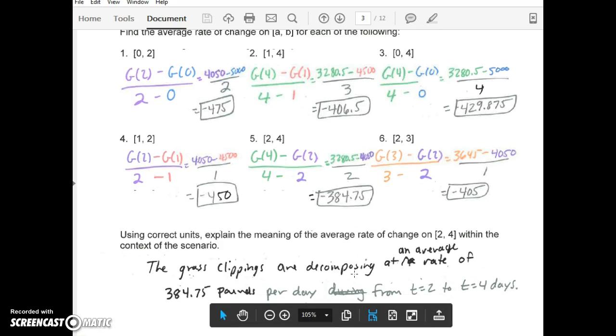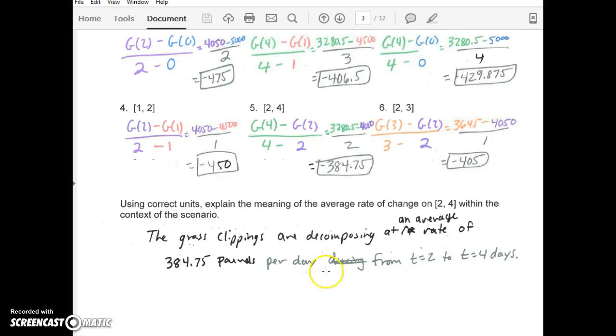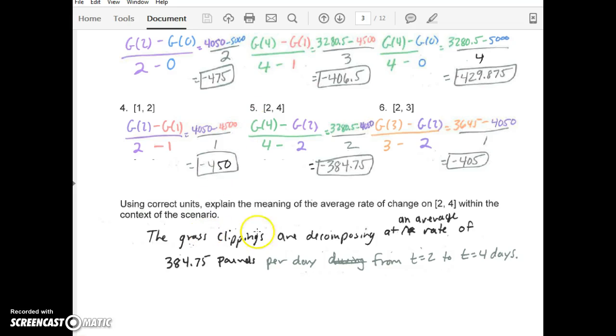The challenging part, I think, is this last part. Using correct units, explain the meaning of it. What does it mean? So the average rate of change from 2 to 4, and let me clarify, that's day 2 to day 4. The grass clippings, we know they're decreasing or decomposing at an average rate of 384.75. Decomposing meaning we're decreasing, we're getting rid of these grass clippings. The number is the important part as well, 384.75. That tells us the average rate.